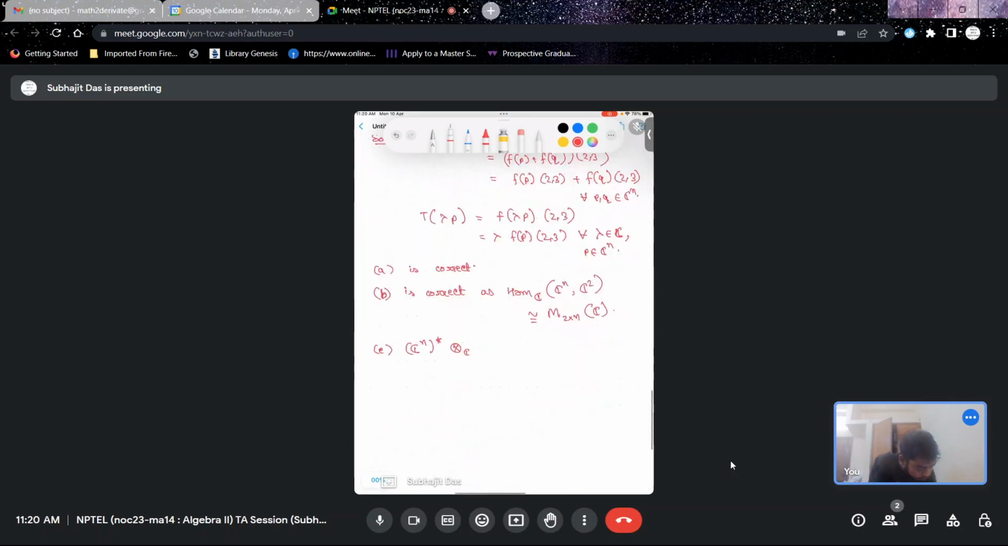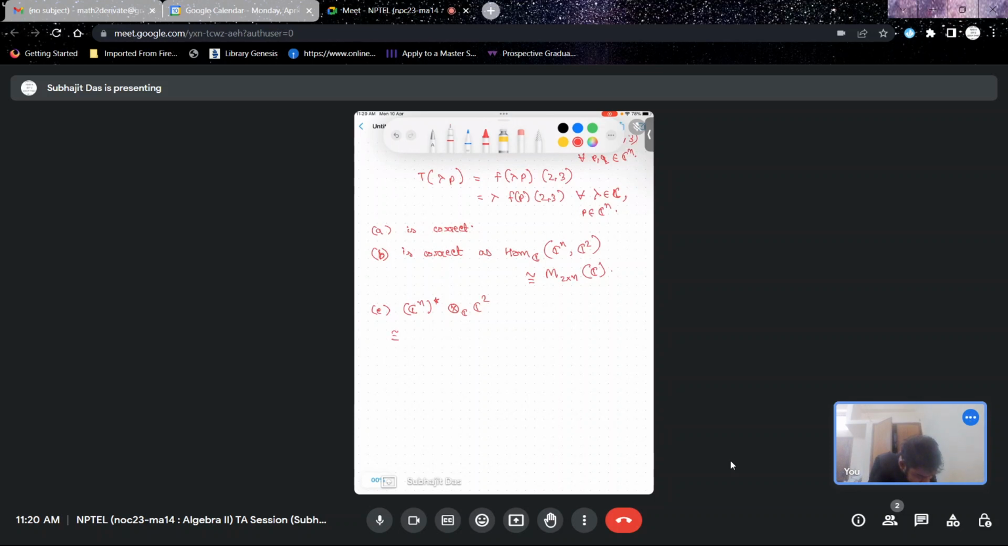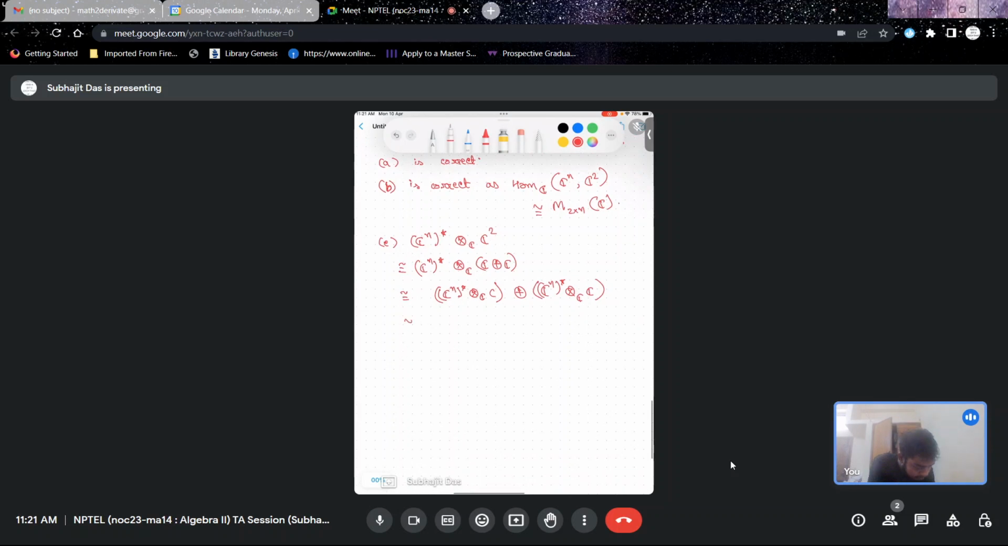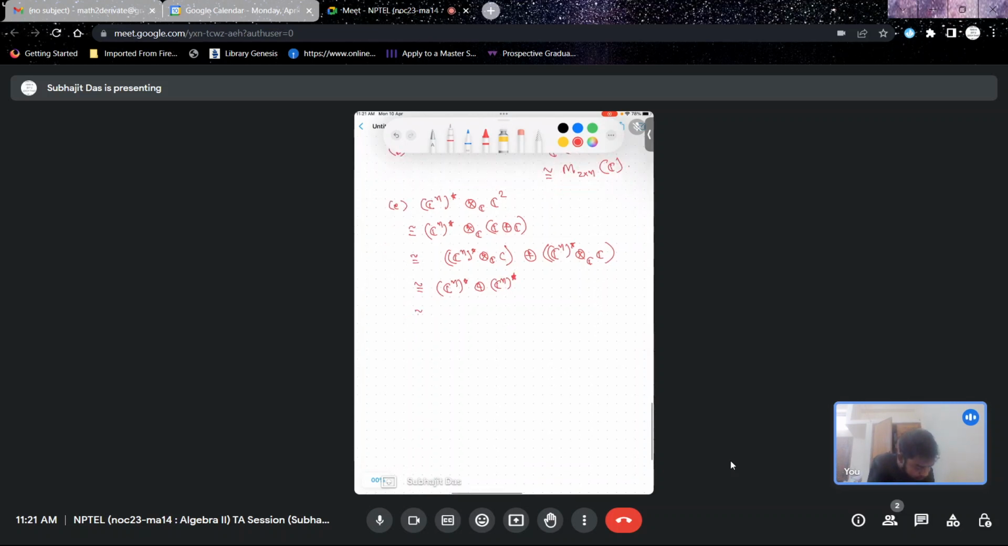tensored over C with C2, this you know is isomorphic to Cn star tensored over C with C direct sum C, and you know that tensor products distribute over direct sums. So you can write this as Cn star tensored over C with C, direct sum Cn star tensored over C with C, which is therefore isomorphic to Cn star direct sum Cn star, which is therefore isomorphic to Hom(Cn, C) direct sum Hom_C(Cn, C). This is over C, in the category of C vector spaces.